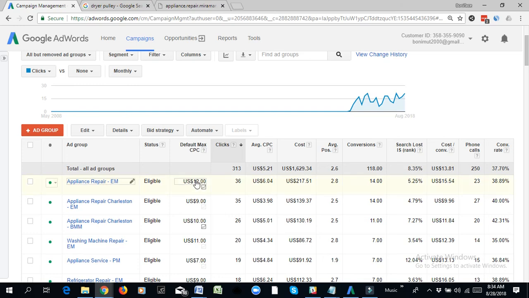Because for the default max CPC, when we create these ad groups, we always start at the lowest, around 5. Then we increase depending on the impressions, the clicks, and the data that we start getting. We get an idea of how much to set as the default max CPC. So we increase them gradually as part of the monthly optimization process. What I'm doing here is a weekly exercise where I'm just trying to catch some of the mistakes we have.